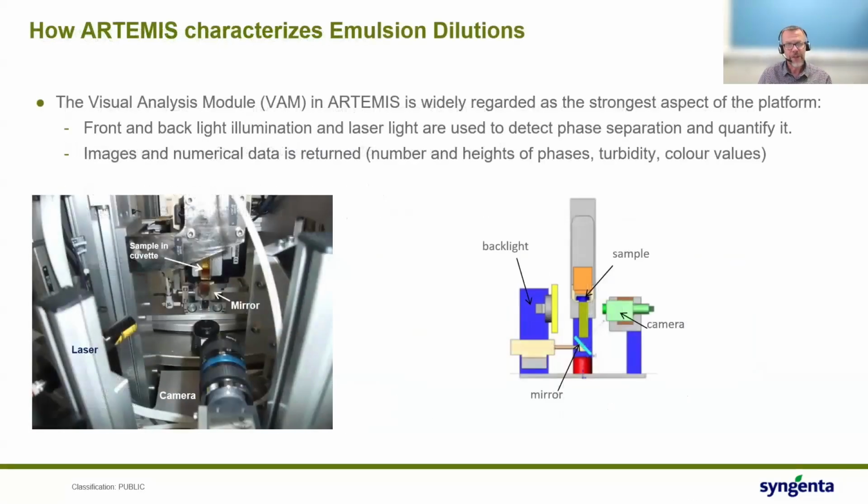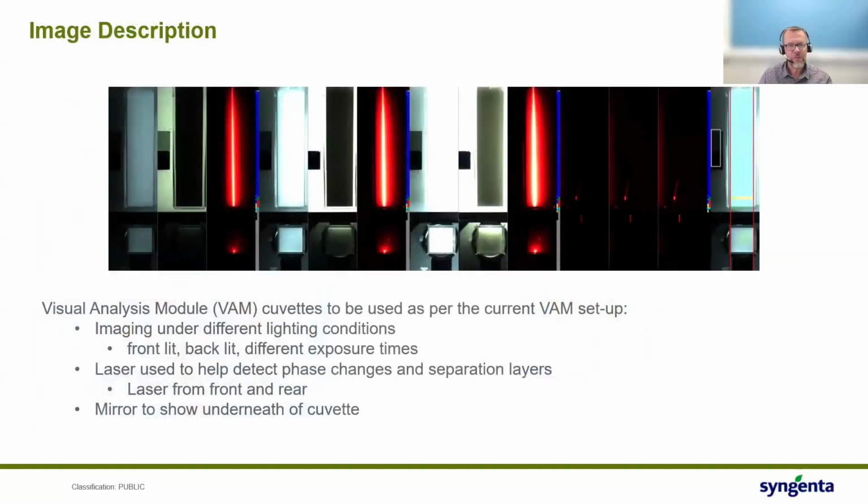So on Artemis, going back to the beast, we have a visual analysis module, so VAM, which is probably the strongest aspect of the characterization. What it does is it takes a number of pictures. I'll give you a demonstration. I'll show you the image in a minute, using laser, backlight and front light, and it's all contained within a nice shiny box. And this is an example of what we have.